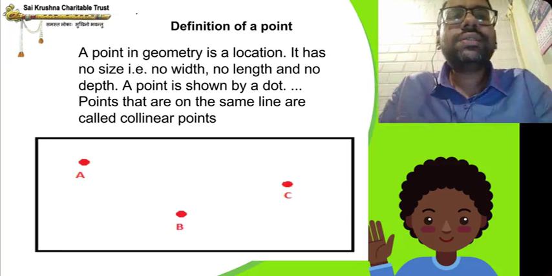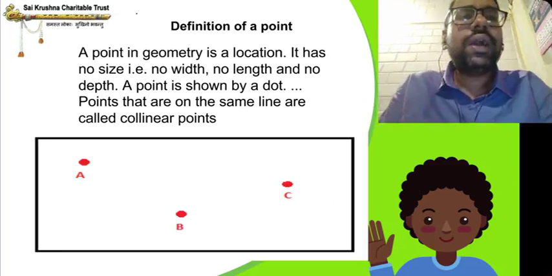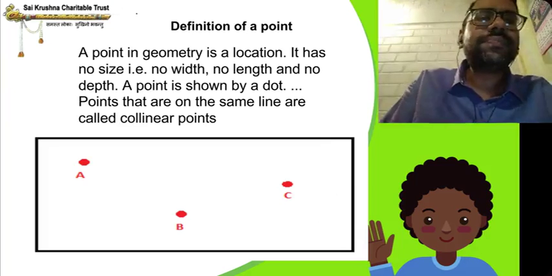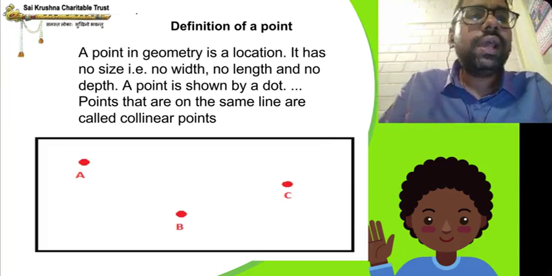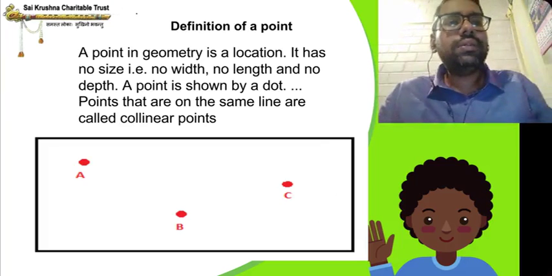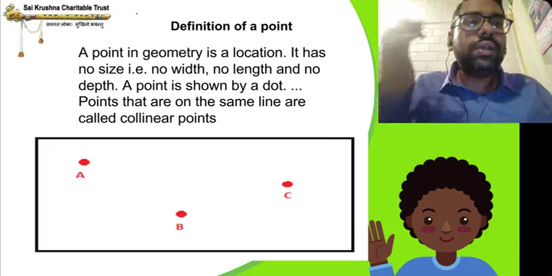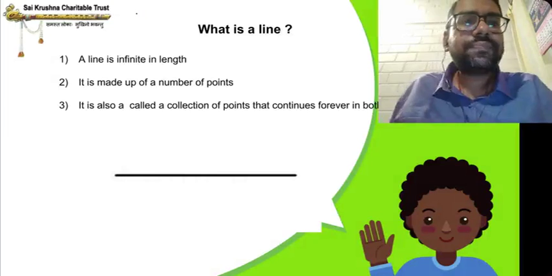Points that are on the same line are called what? Collinear points. The points which are on the same line are called collinear points.